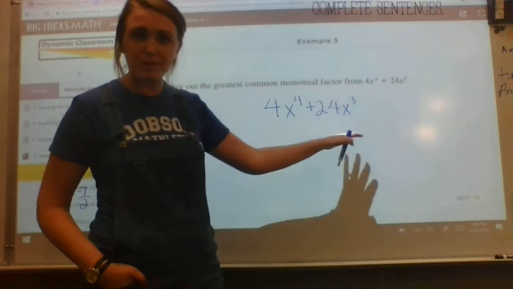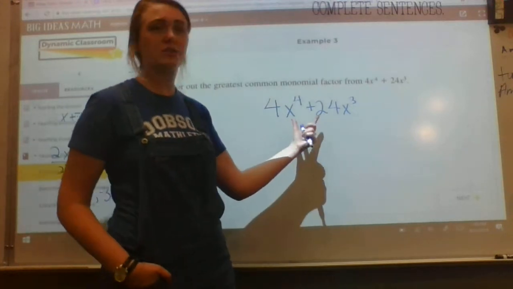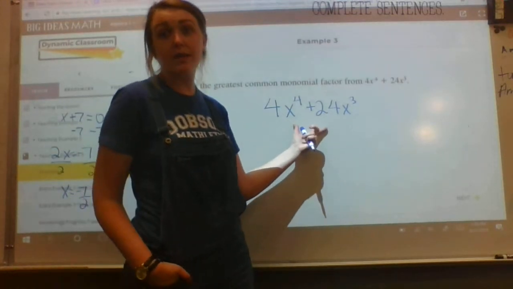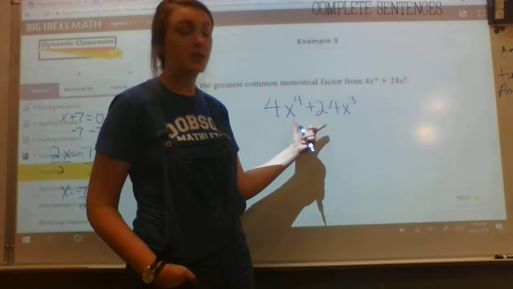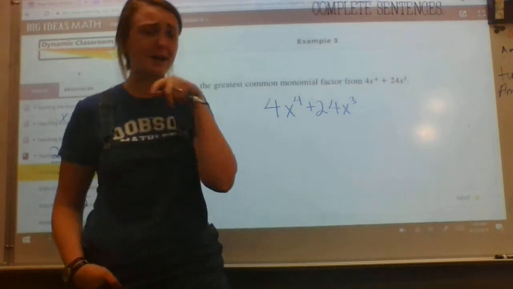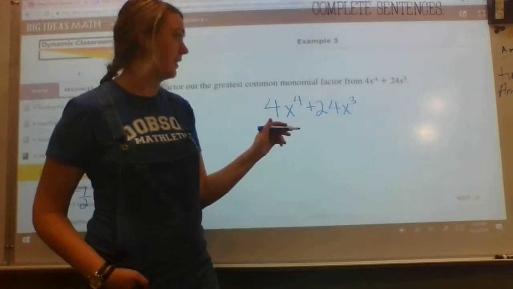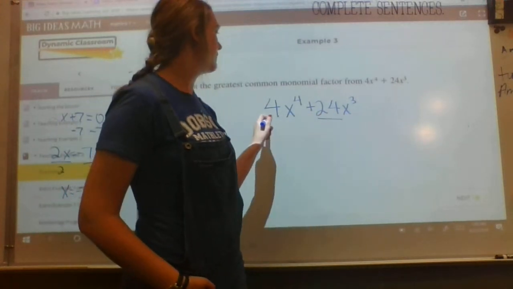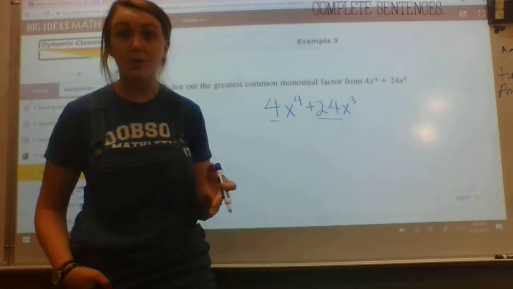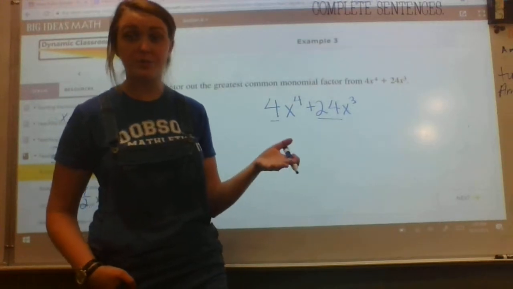see what those two parentheses things are going to be, that's okay. I can just look at both of these and decide what do they have in common. So I'm going to look at the numbers and I'm going to look at the letters. So 4 and 24, they both have a number in common. What factor goes into 4 and 24?